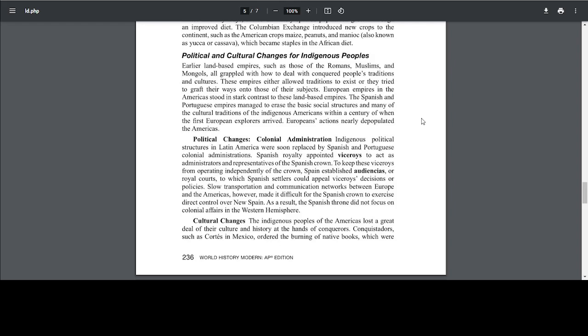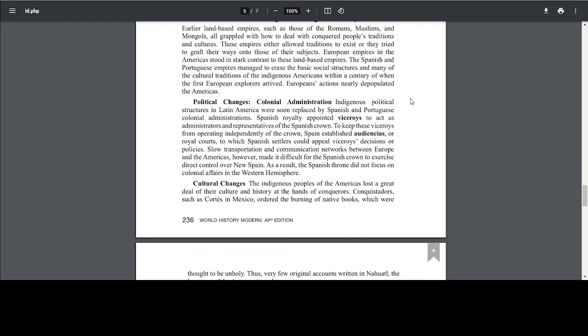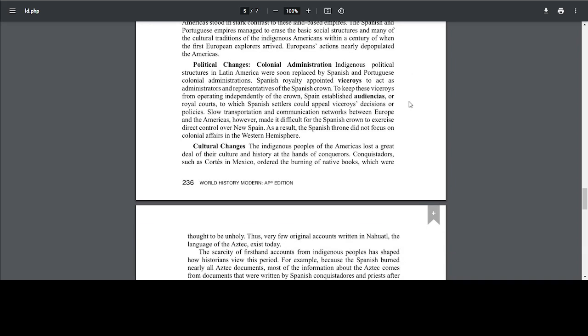Political changes, colonial administration. Indigenous political structures in Latin America were soon replaced by Spanish and Portuguese colonial administrations. Spanish royalty appointed viceroys to act as administrators and representatives of the Spanish crown. To keep these viceroys from operating independently of the crown, Spain established audiencias, or royal courts, to which Spanish settlers could appeal viceroys' decisions or policies.